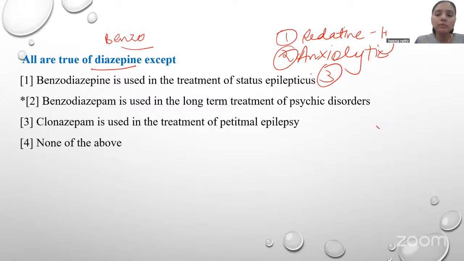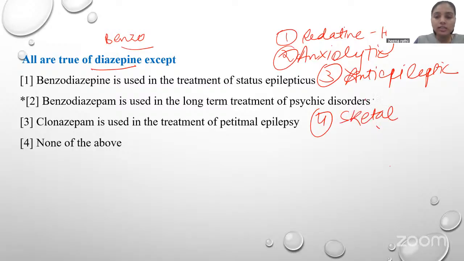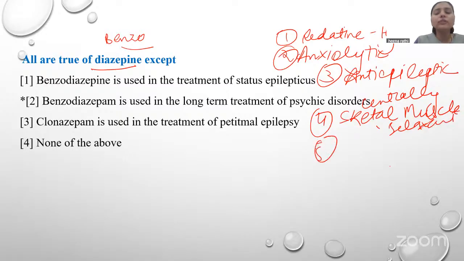This diazepam is used as an anti-epileptic drug. It can be used as a skeletal muscle relaxant, a centrally acting skeletal muscle relaxant. And one of the very important uses of this diazepam is that it is used in status epilepticus as well. So there are multiple uses of this benzodiazepine.